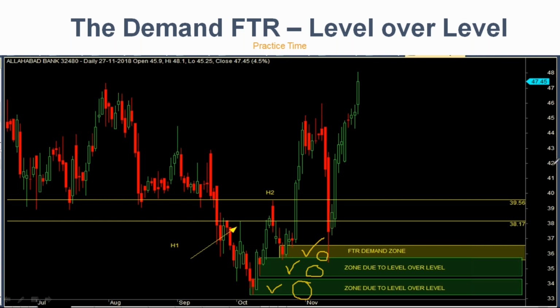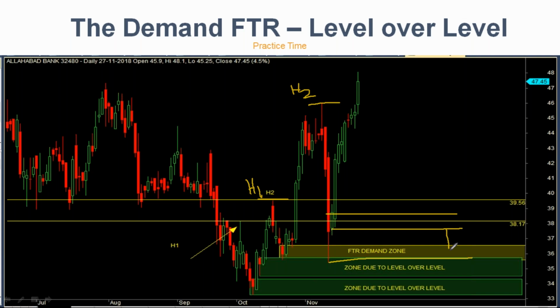There is also an FTR. Let me clear this, friends. Let's say this is H1. Now, this is one high. According to the latest condition, price formed high 2, came down, formed a base and went up. Now, this can be a zone to trade, but I will take wick to wick. This is the zone for me. This is the next FTR. Correct, friends? The second FTR is this.